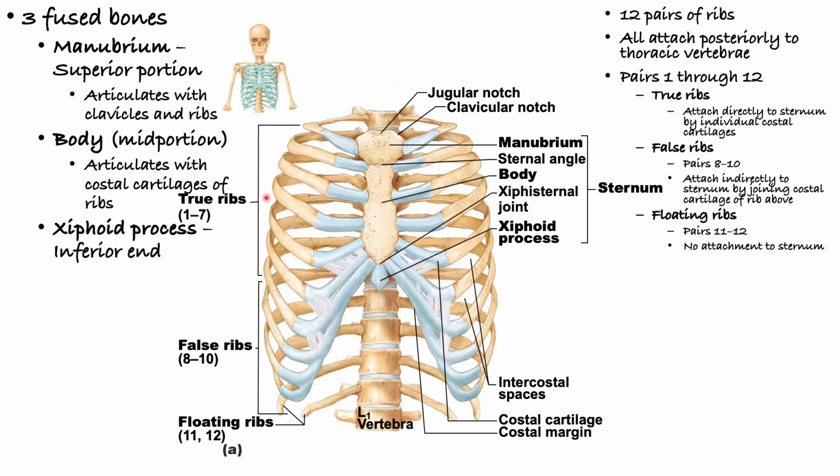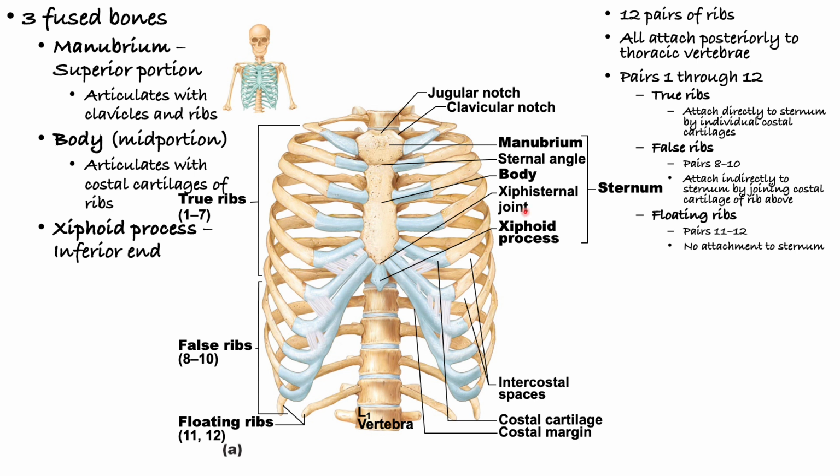And the ribs are paired 1 through 7. The ribs paired 1 through 7, we call them the true ribs. Ribs 1 through 7, we call them true ribs because, as you can see, they all articulate with the sternum directly. The key word there is directly.